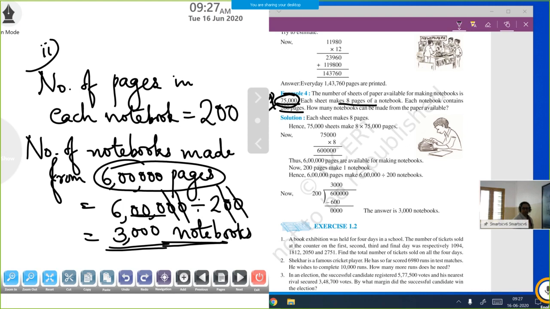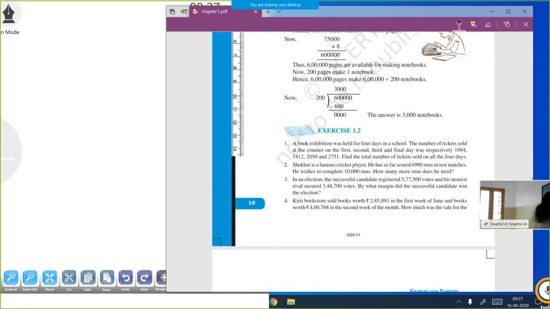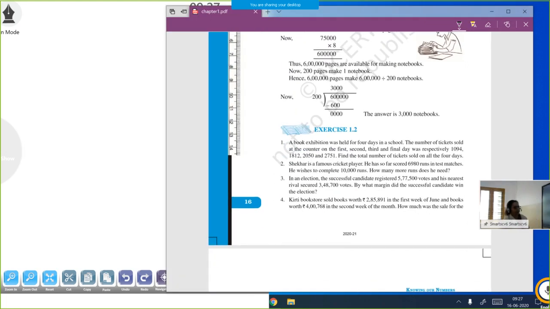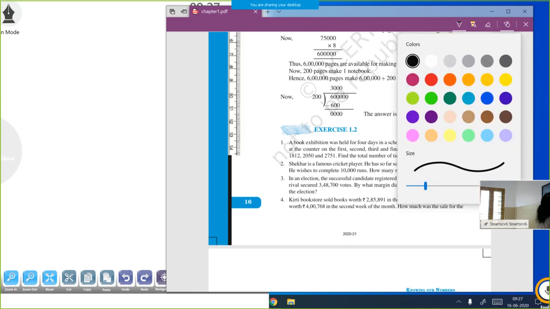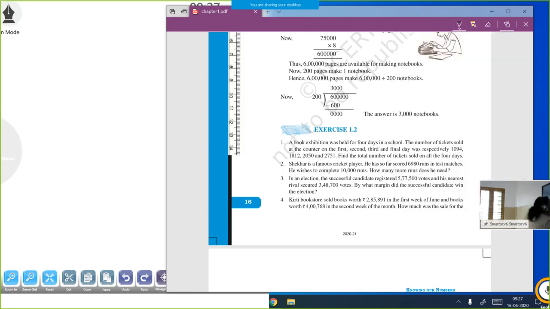Now children, teacher is going to the next one. See, exercise. Take out the next page number. Exercise 1.2. Teacher is going to give you the first 2 questions as homework. What is the first question? Question number 1 and question number 2, teacher is going to give us as homework.